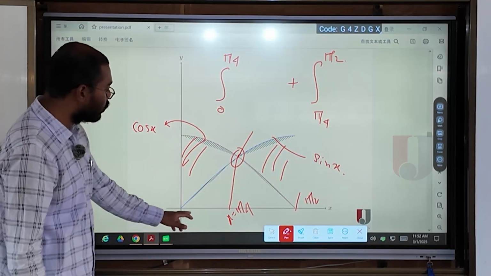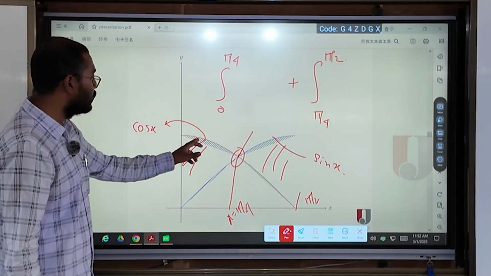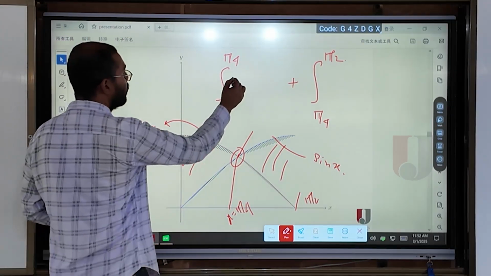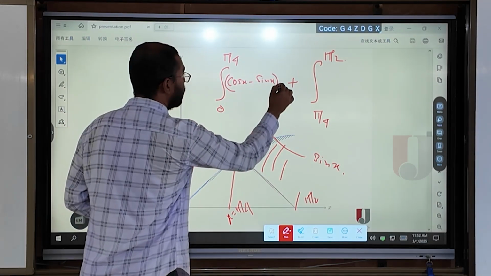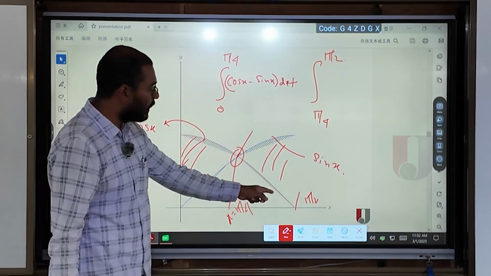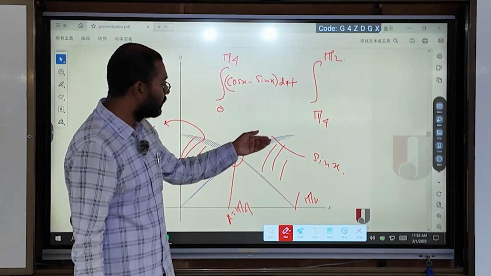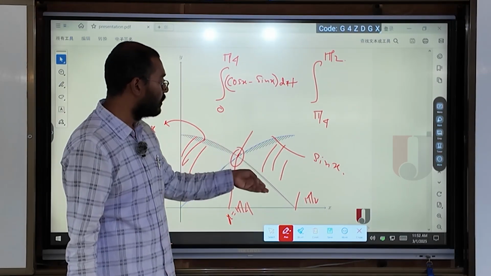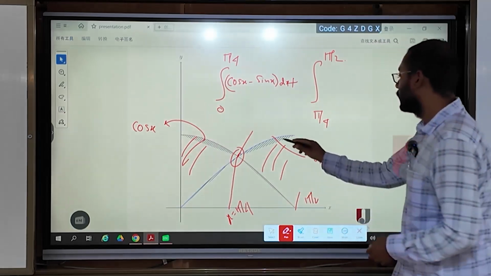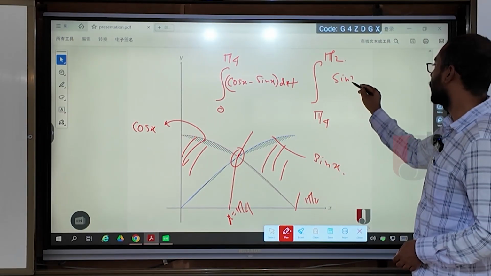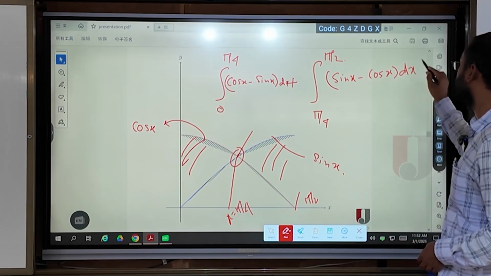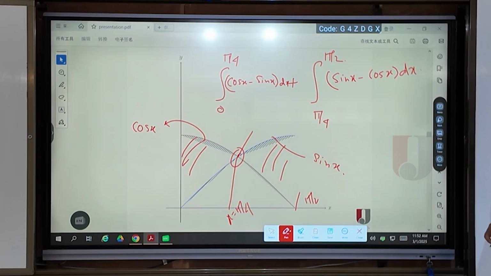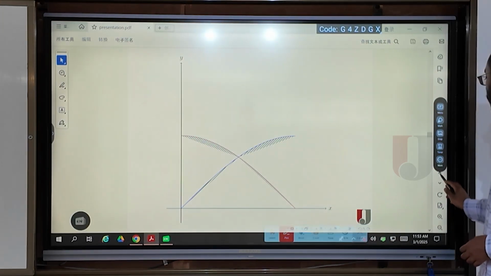Now you can see that from 0 to pi by 4, inside that zone which curve is above? The cos x curve is above. So here it is the integral of cos x minus sin x dx. But inside the zone pi by 4 to pi by 2, my blue curve is above and the red curve is below. So here sin x minus cos x dx. Now we have to simply solve the integration. Simply use the integration formula, we will get that value.